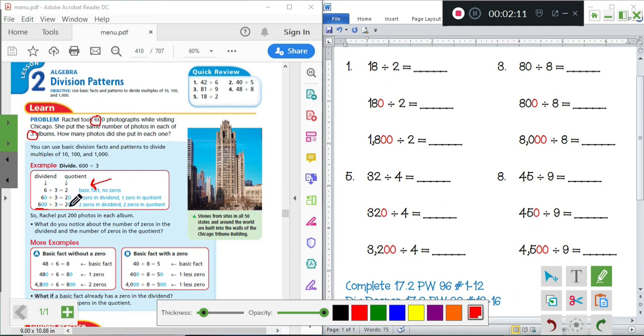I know that it starts with 2 because my basic fact tells me so. I have 2 added zeros in my dividend, which means those 2 added zeros in my dividend need to make it to my answer. So 600 divided by 3 is 200.